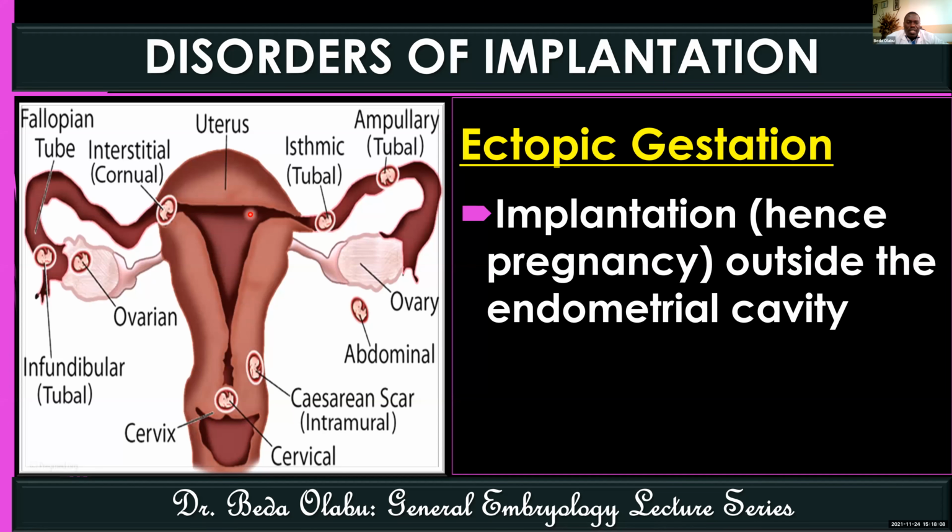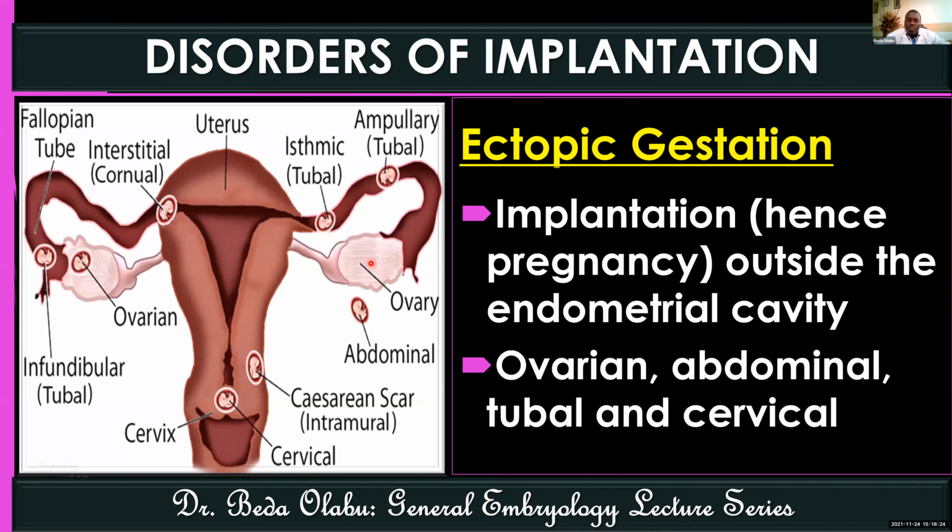So if the conceptus does not implant within the endometrial cavity, it is outside the endometrial cavity. We call that ectopic pregnancy or ectopic gestation. Ectopic gestation could be within the ovary, so we call that ovarian pregnancy. Could be in the abdominal cavity or peritoneal cavity, we call that peritoneal or abdominal pregnancy. It could be within the fallopian tube, we call that tubal pregnancy. Could be in the cervix, and we call that cervical pregnancy.